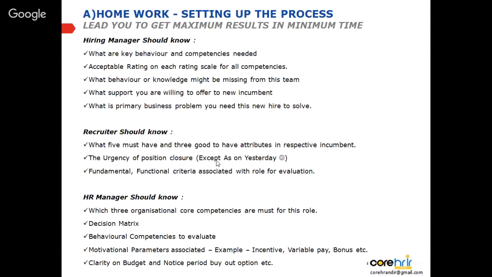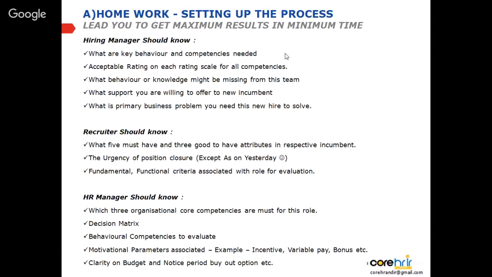So the idea is that while you recruit the person, you can put forward anything that is missing while taking the new person on board. That's the reason you, as a hiring manager, should know what type of knowledge is missing, and what support you are willing to offer the new incumbent, like what type of training, certification, or skill upgradation. And what's the primary business problem you need this new hire to resolve. For example, if you are going for robotics, automation or artificial intelligence, you may be looking for somebody coming from that competency background.